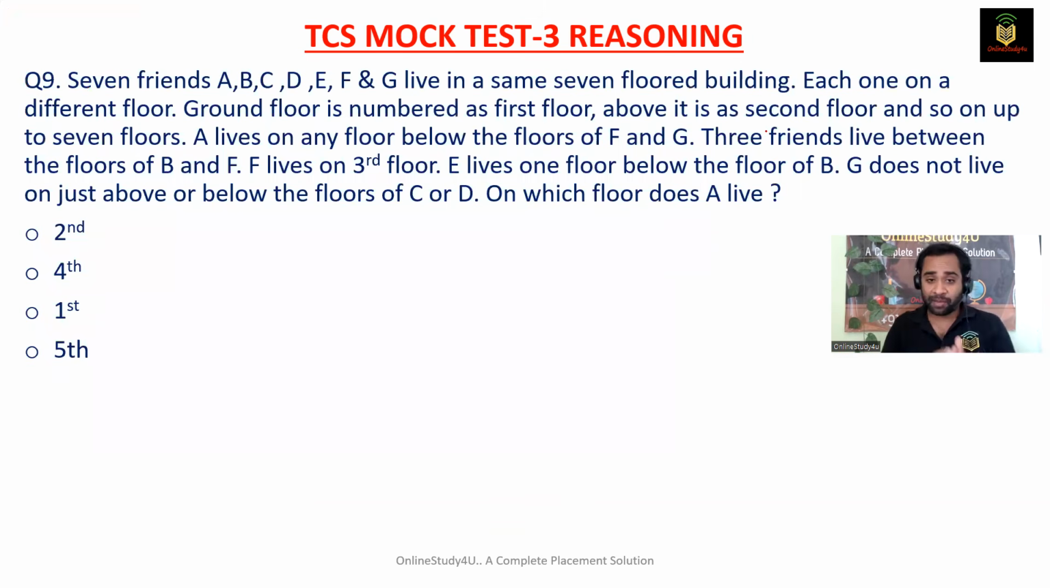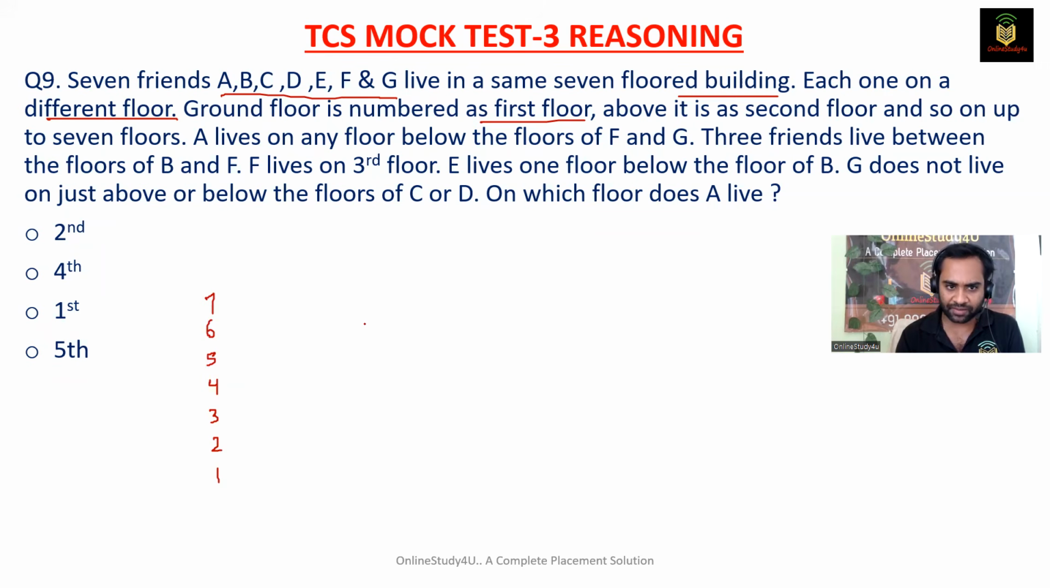Now question number 9. Yes, this kind of question you might also get in the exam. We cannot deny the fact that I cannot solve only the simple problems; I have to take care of the questions which come in the exam. 7 friends A, B, C, D, E, F live in the same 7-floored building, each on a different floor. The ground floor is numbered as the first floor. So let me write here 1, 2, 3, 4, 5, 6, 7. Total 7 floors are there.